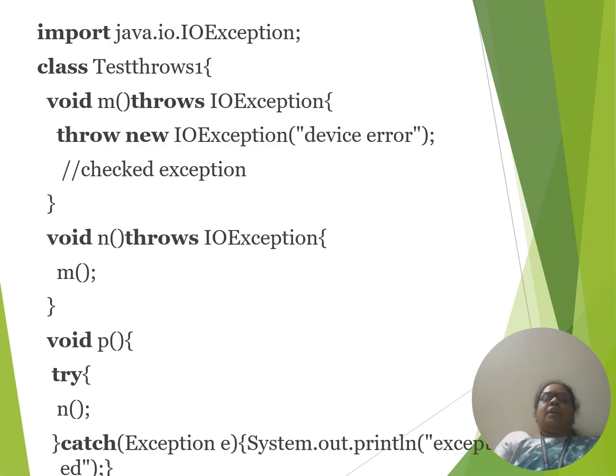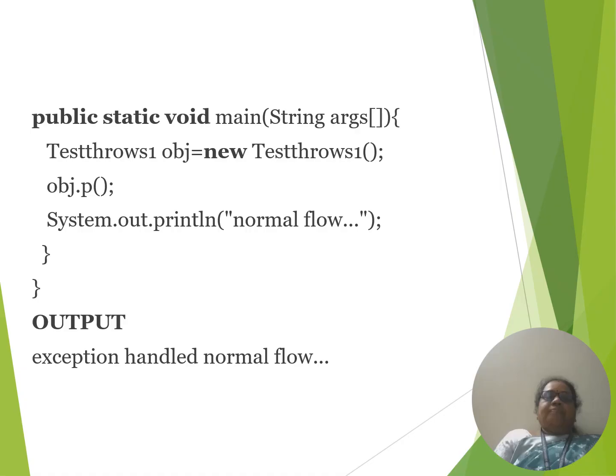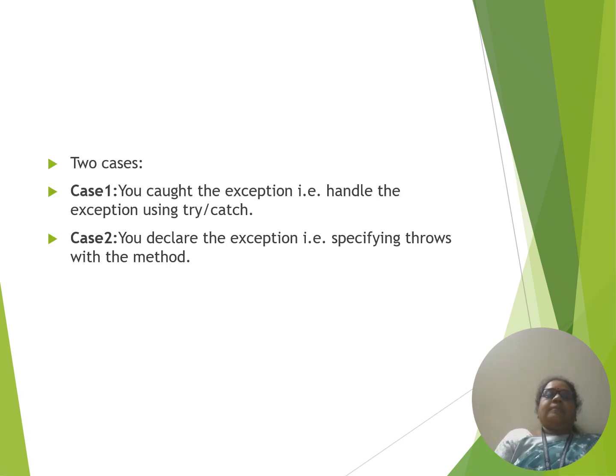So, import java.io, class Test throws, void method throws IOException, throw new IOException, device error. This is a checked exception. Then another method we are creating, void p, throws the IOException, with try and system.out exception accepted. In the main class we are calling the throws functions, creating the object and calling it. If the system is not in an error condition, it will follow the normal flow.